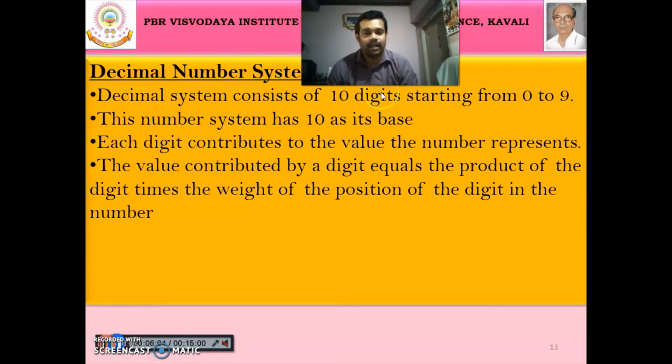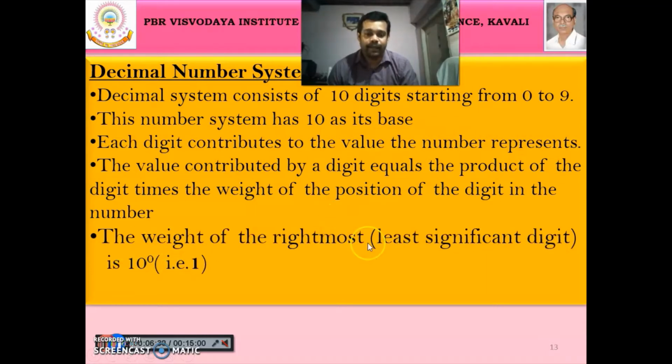So the decimal number system consists of 10 digits, from 0 to 9: 0, 1, 2, 3, 4, 5, 6, 7, 8, 9. So in total we have 10 numbers, from 0 to 9. And this decimal number system has a base of 10, and each digit contributes to the value the number represents. The value contributed by the digit equals the product of the digit times the weight of the position of the digit in the number.